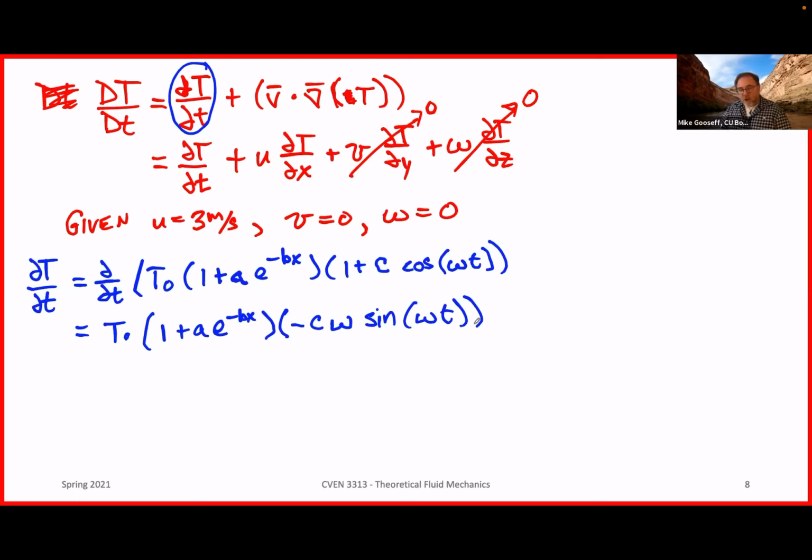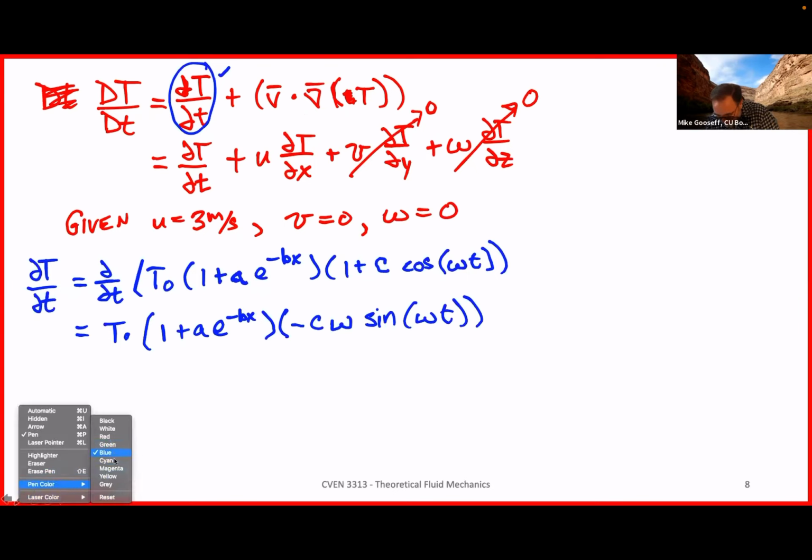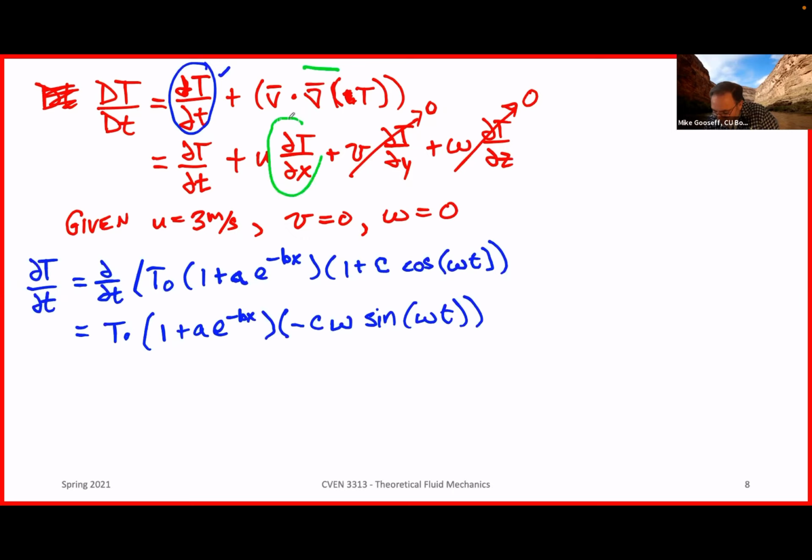I'm going to hold off on putting in our constants just yet until we put all the pieces together. But we've got this worked out now, and we're ready to substitute it in after we figure out this del T del X. So, change colors again. We'll work the del T del X. It's actually this guy right here.